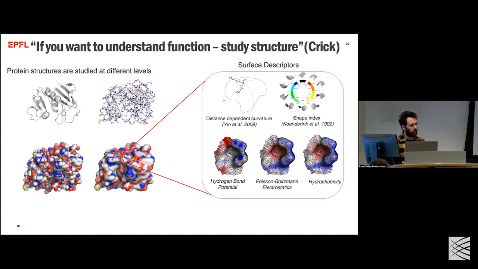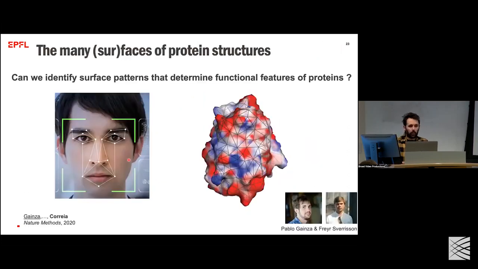Now, one thing that drove the way we thought about this problem is that it was known that for proteins to perform molecular recognition events, there has to be chemical complementarity and shape complementarity. Only if molecules fit a bit like a 3D puzzle are they able to interact with one another. And of course, interactions between proteins are one of the initial aspects that drive their function. So ultimately, we posed the question: can we identify the surface patterns which help us to determine functional features of proteins?